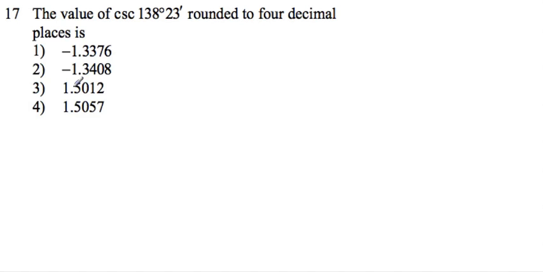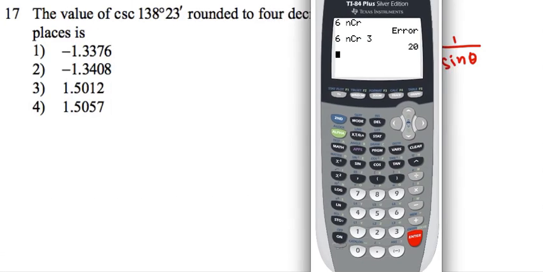Number 17. Now this is cosecant. What is cosecant? Cosecant of an angle is equal to 1 over sine of the angle. So basically what we need to do is get the sine of this expression and then turn that into cosecant by taking the reciprocal.